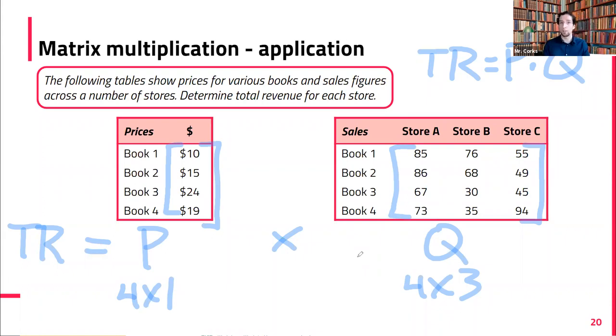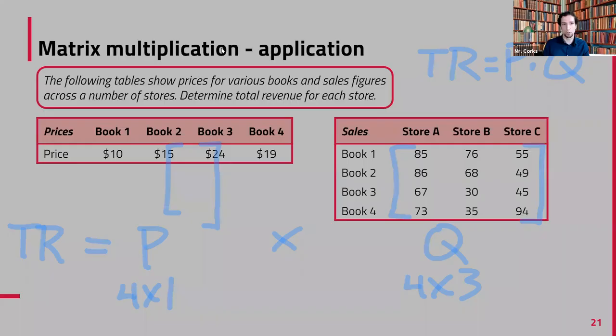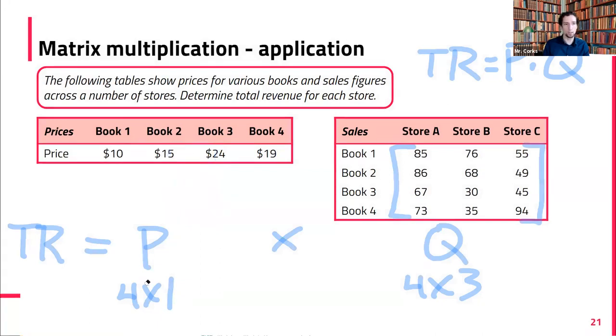Transposing. All right, transpose P. That's why we care about transposing. So let's do that. And now P transpose is a 1 by 4 matrix, like this. So it'll work. We can do the matrix multiplication. What will our resulting size be? Resulting dimensions? 1 times 3. A 1 by 3 matrix. We want total revenue for each store.